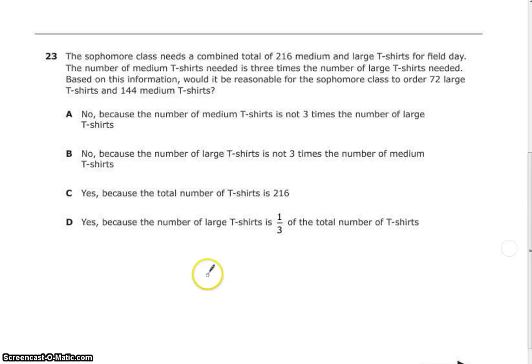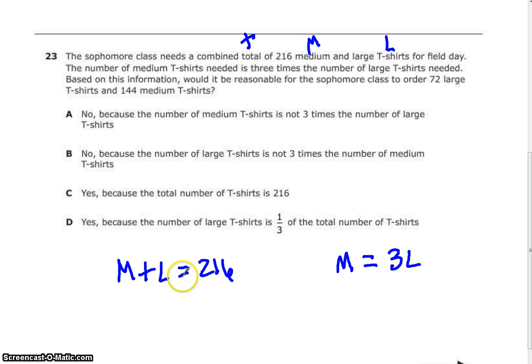Number 23, the sophomore class needs a combined total of 216 medium and large t-shirts. Okay, so we're going to have M's and we're going to have larges, and we need a total, which means add them up. So medium plus large has to equal 216. The number of medium t-shirts, so M is, remember the is means equals, 3 times the number of large, so that would be 3L.